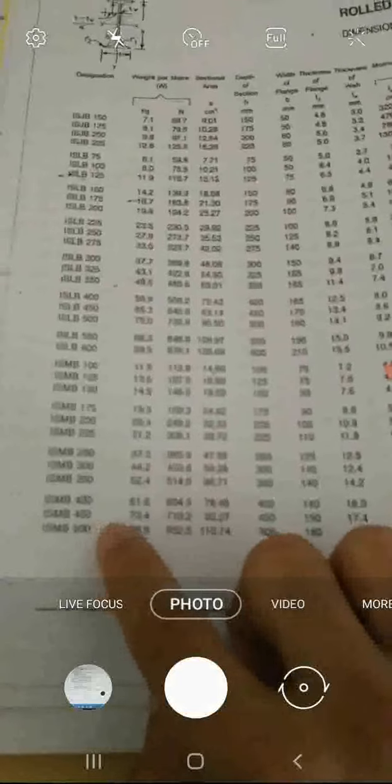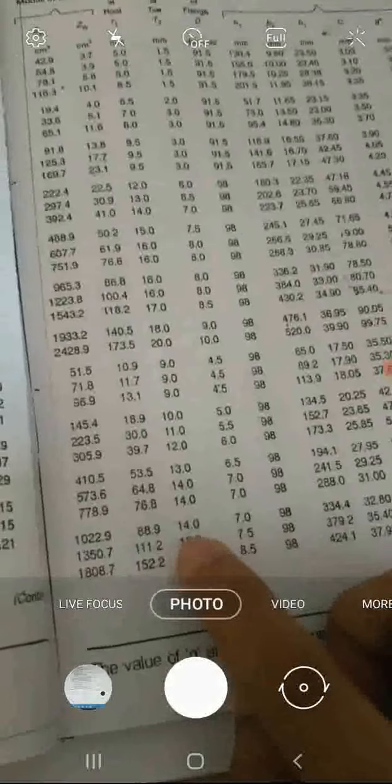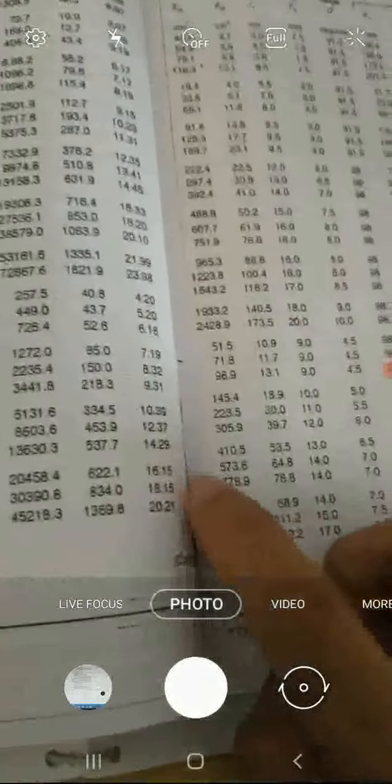So for ISMB 400, we need the R1 value. This is given on the next page, the 13th page, where the R1 value, the root radius, is given. You'll check here, ISMB 400 is the first one. So here the first one, R1, is 14 mm, so we got R1 as 14 mm. In the same way, the IXX value will be here, right? This is the IXX value.